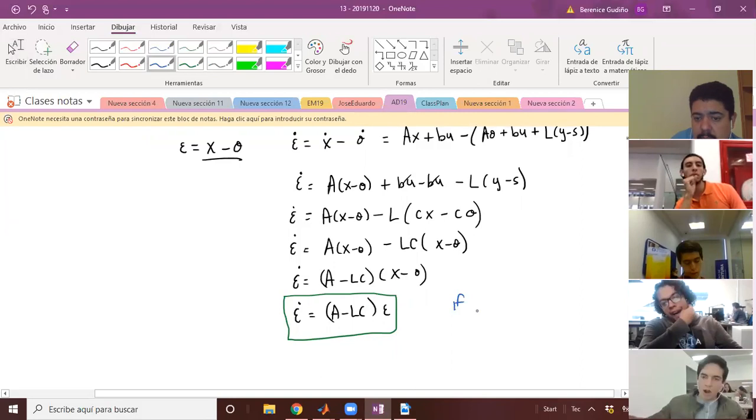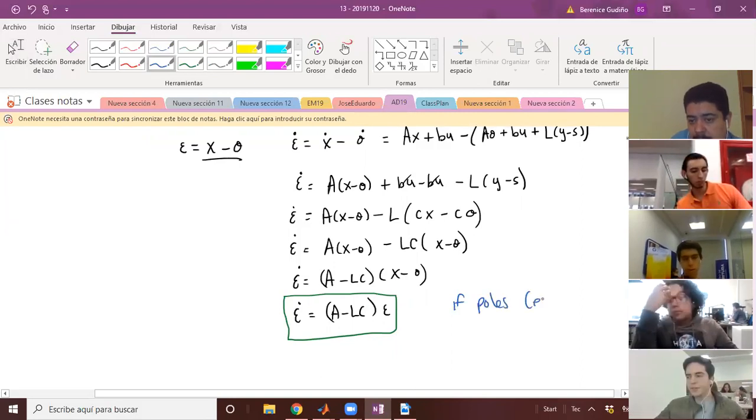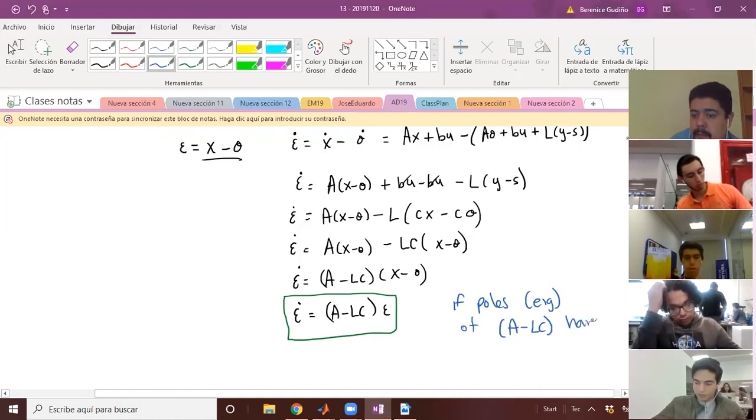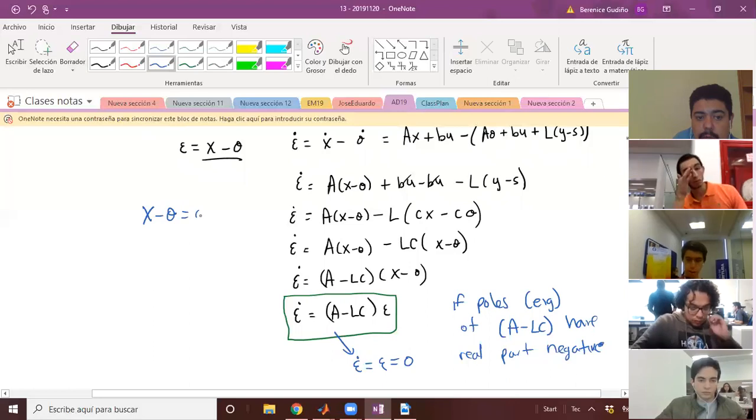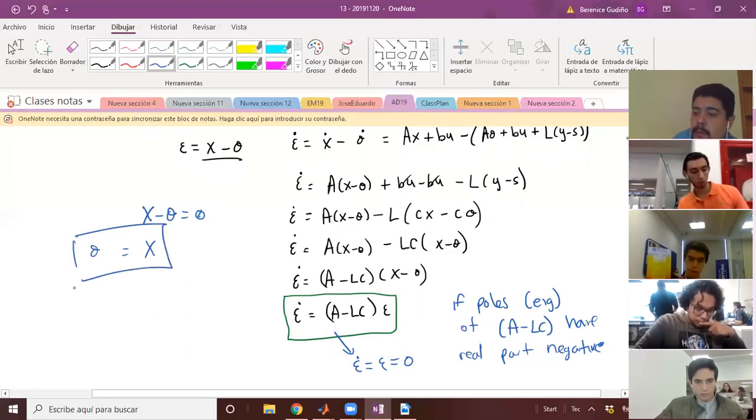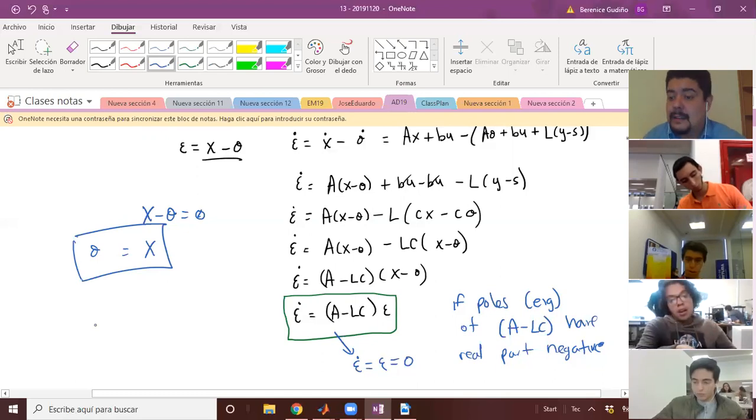If the poles, I mean the eigenvalues of A minus LC, have negative real part, then this system is stable, right? Then the error is going to go to 0. And if this is equal to 0, X minus O is equal to 0, which means that X can be approximated by O. So we're creating a mathematical entity that can estimate the state of a system.